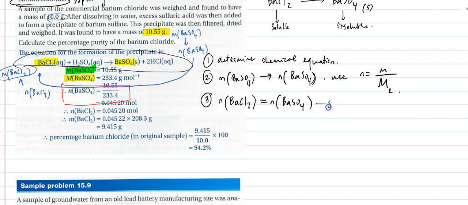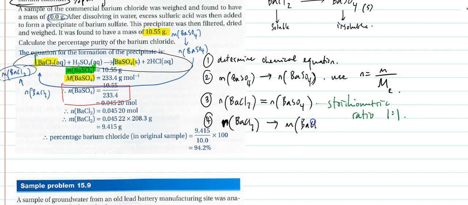So this is a stoichiometric ratio of 1 to 1. Okay, based on the chemical equation, you can see here that there's 1 to 1 of barium sulfate to barium chloride. And so once we've got the number of moles of barium chloride, we can work out the mass of barium chloride. So number of moles of barium chloride to mass of barium chloride.